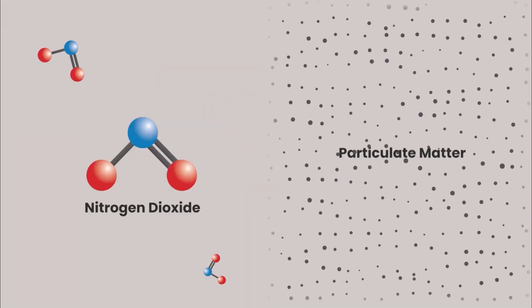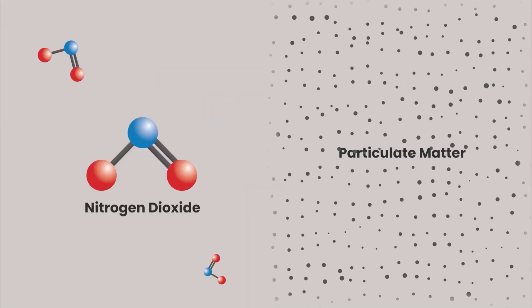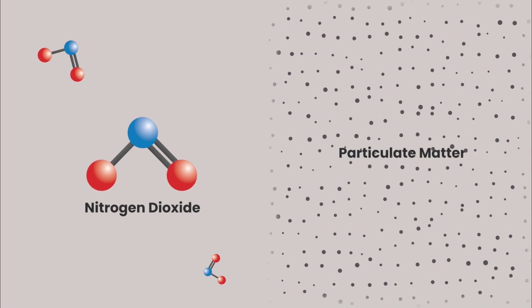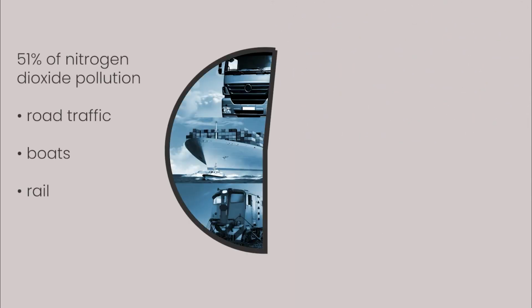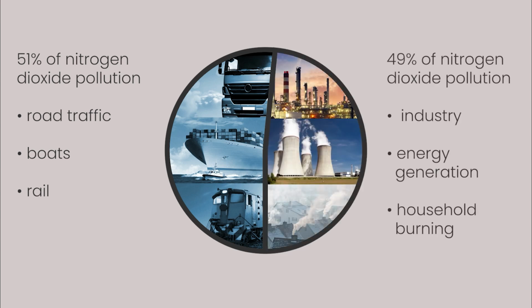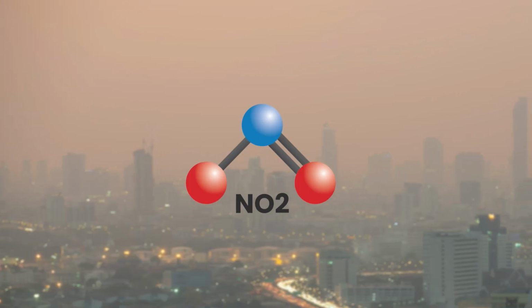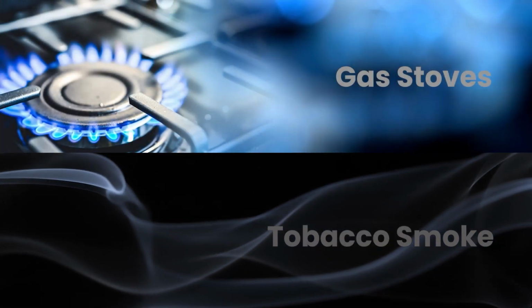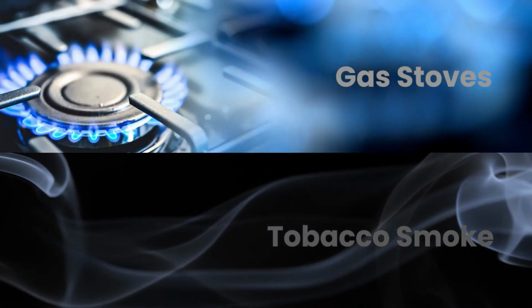There are many different types of air pollutants, but the ones most harmful to our health are nitrogen dioxide and particulate matter. A huge 51% of our nitrogen dioxide pollution comes from our transport systems, including road traffic, boats and rail. The rest comes from our industry, energy generation and household burning. Nitrogen dioxide is not only an outdoor pollutant, it can be found inside buildings through unvented combustion appliances such as gas stoves and tobacco smoke.